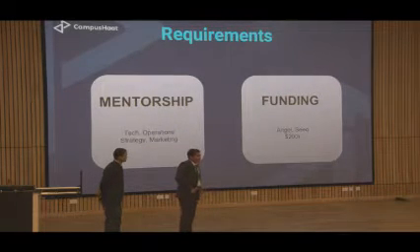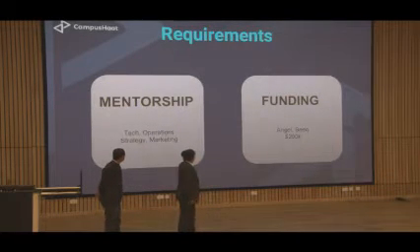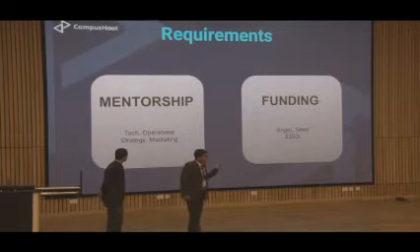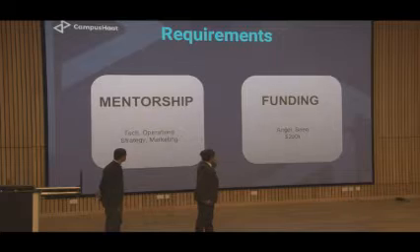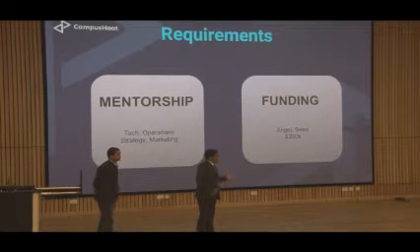What are our requirements from this? We need mentorship in the areas especially of tech, operations, strategy, and marketing. Apart from that, we need funding, angel or seed, of nearly $200,000.